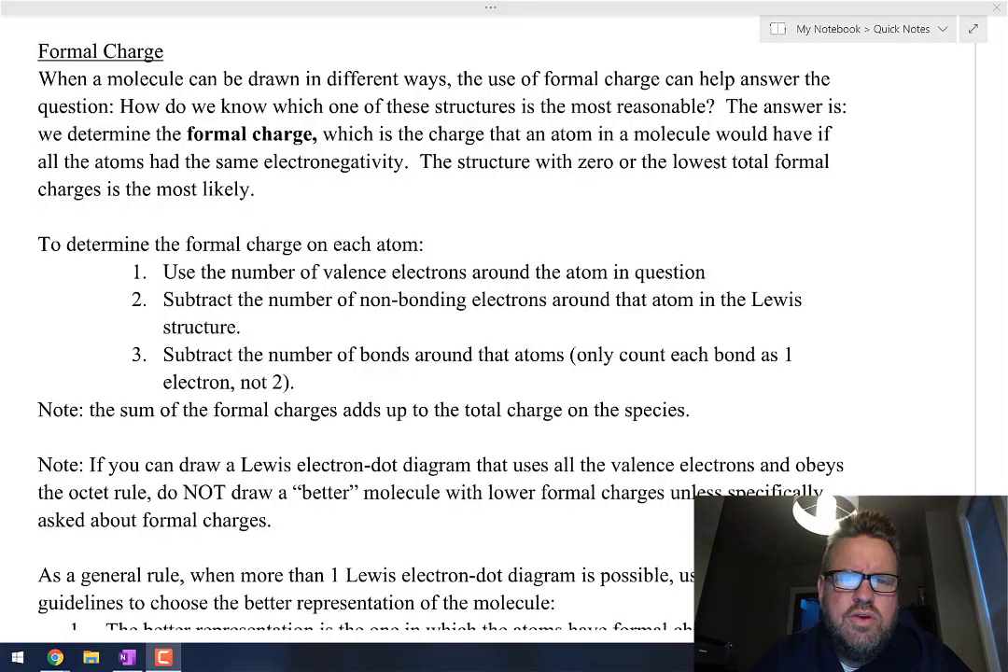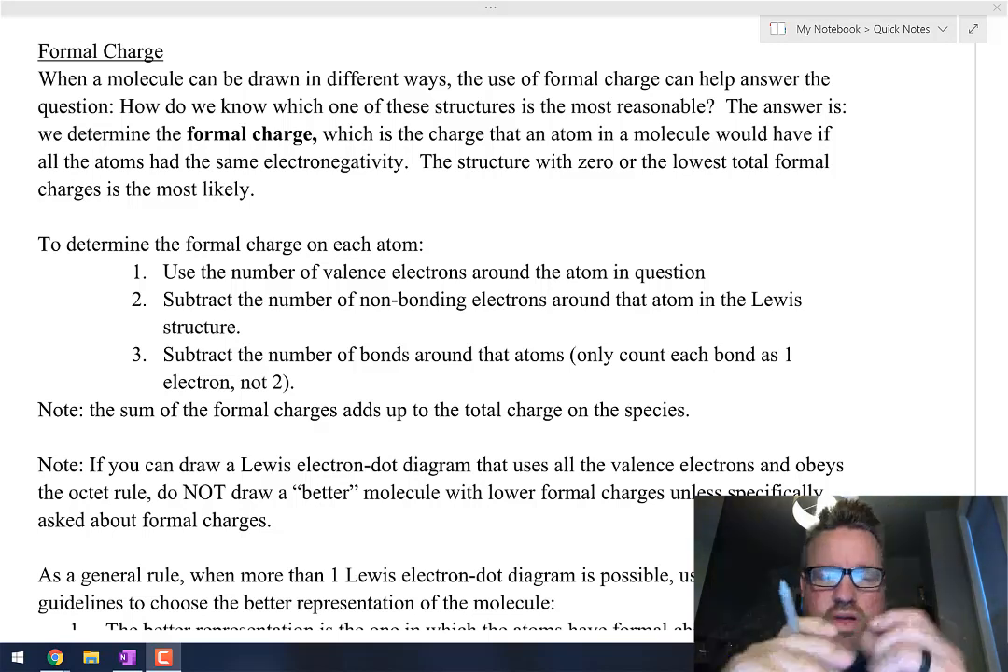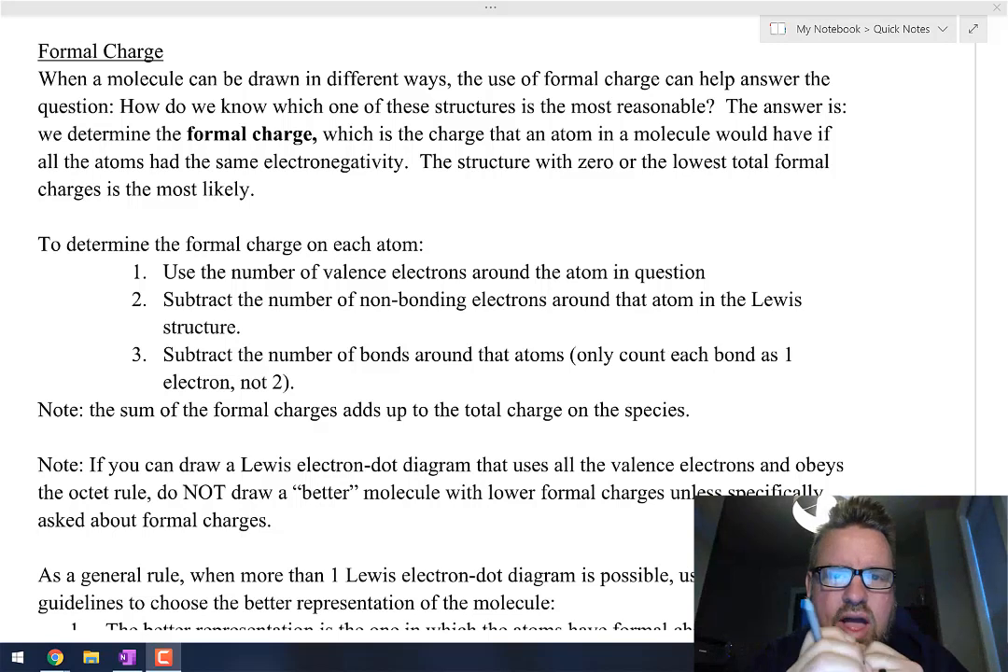So a lot of times when you're drawing a Lewis electron dot diagram, like we saw in the previous video talking about resonance structures, there are many different ways to draw molecules that still obey the octet rule. There are times though, especially on the AP test, where they will draw different molecules for you. They'll do the whole thing, and then they'll ask you which of the structures is the most reasonable. And one of them might obey the octet rule, one of them might not.